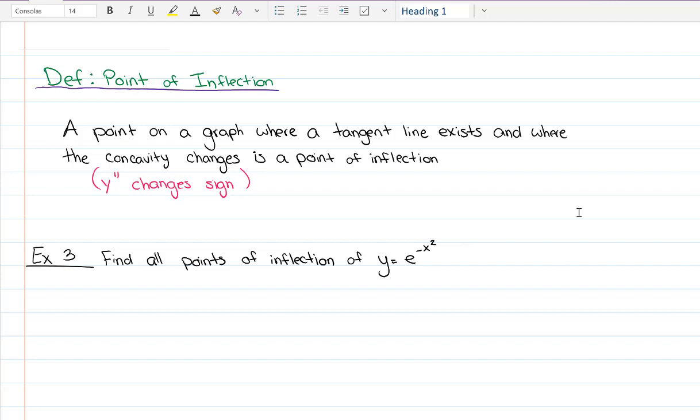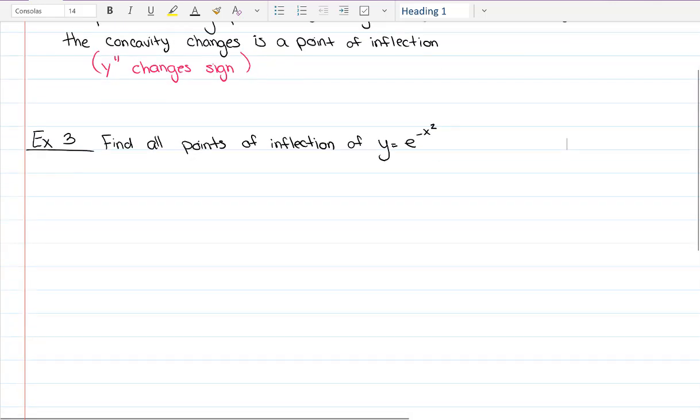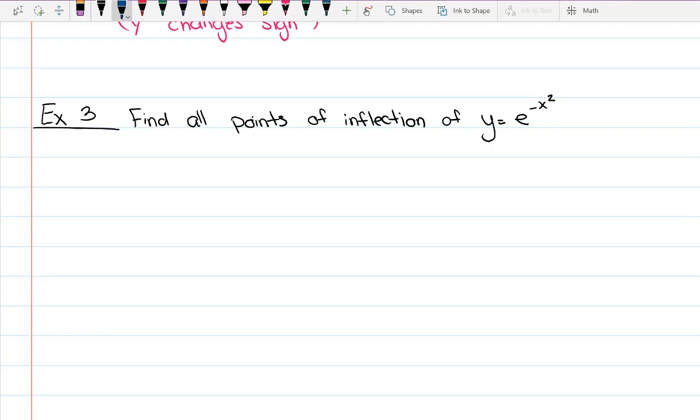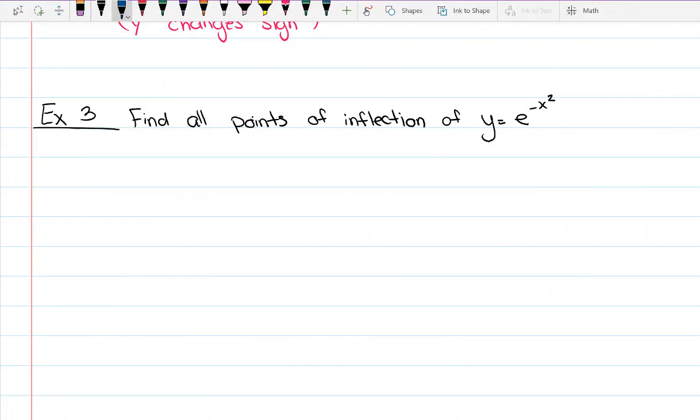So what we need to do then is the first thing is to take the second derivative. So here we go. I want you to go ahead right now and try to take the second derivative on your own. So pause the video, take a second, and determine the second derivative. All right, here we go. So we have y is equal to e to the negative x squared.